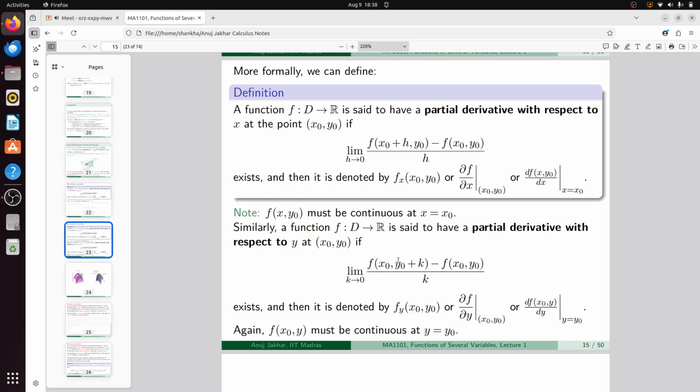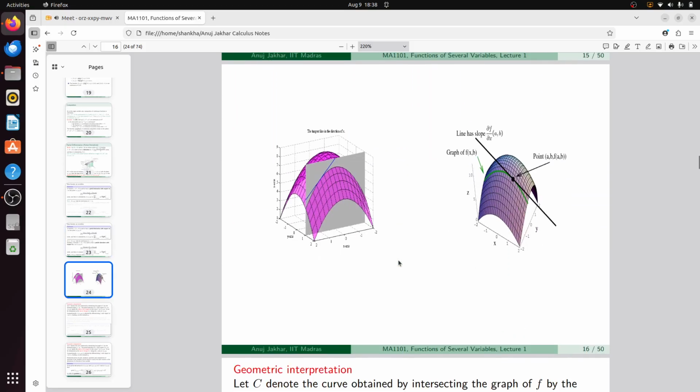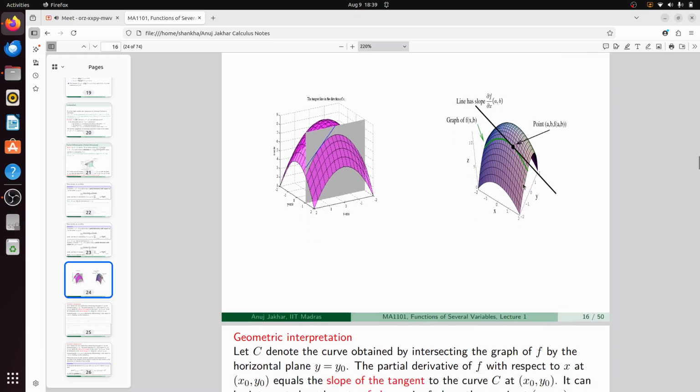Okay, now this is basically the geometric interpretation. When you are using this type of segment, that means you are fixing the x axis or y axis, and then you are putting some line, this curve you are fixing, and the line has a slope del f del x at a, b. That means you are considering the slice.